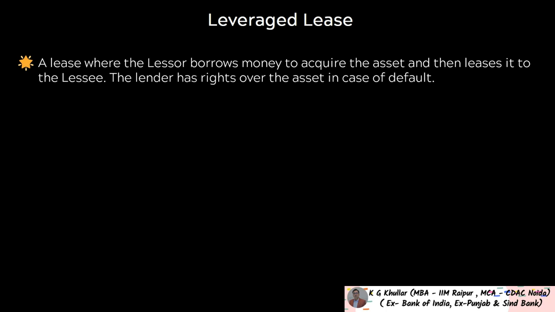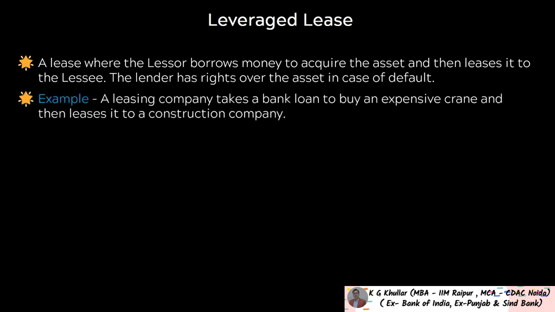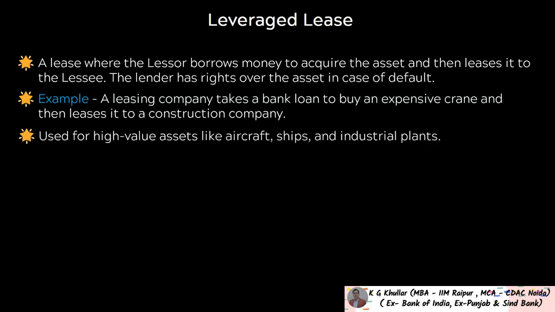An example can be a leasing company takes a bank loan to buy an expensive crane and then leases it to a construction company. Another point to note is that this type of lease is generally used for high value assets like aircraft, ships and industrial plants.